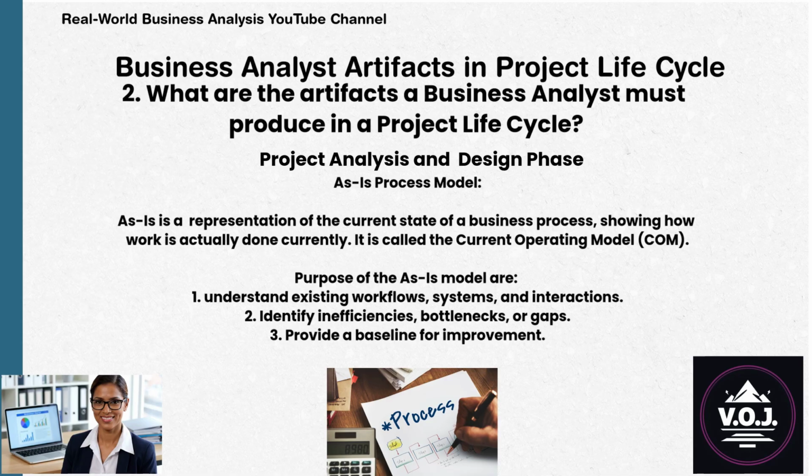As-is process model. As-is is a representation of the current state of a business process, showing how work is actually done currently. It is called the current operating model (COM). The purpose of the as-is model are: 1. Understand existing workflows, systems, and interactions. 2. Identify inefficiencies, bottlenecks, or gaps. And 3. Provide a baseline for improvement.